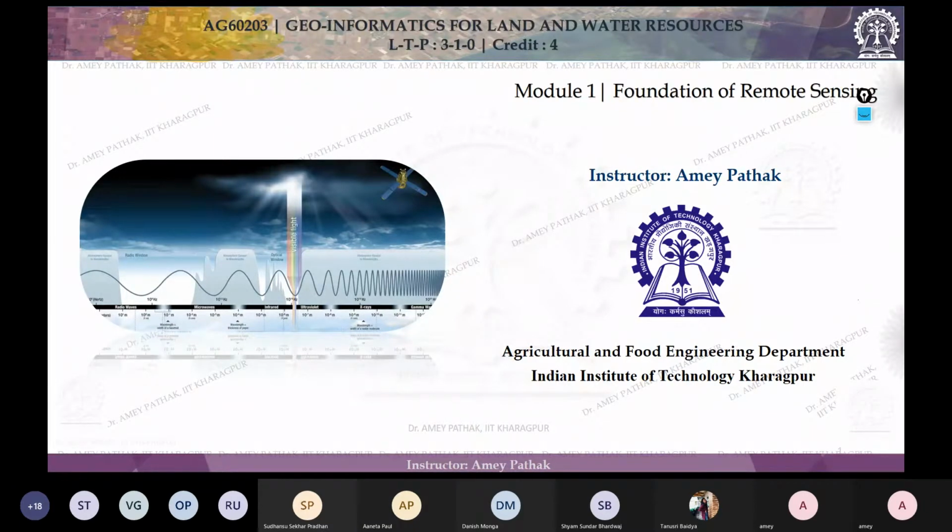Good morning. So this is our second week of this subject, geoinformatics for land and water resource, AG 60203. In today's class, we'll be talking about some basic concepts before we actually start the remote sensing. So foundations of remote sensing, that is what we are going to discuss in this module.